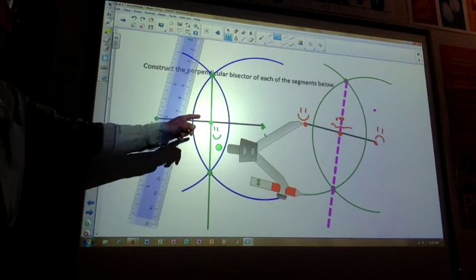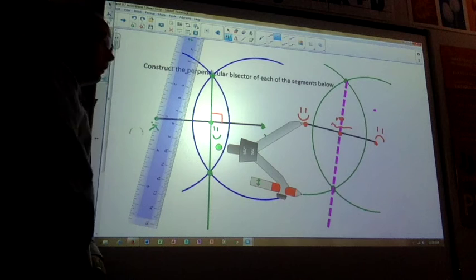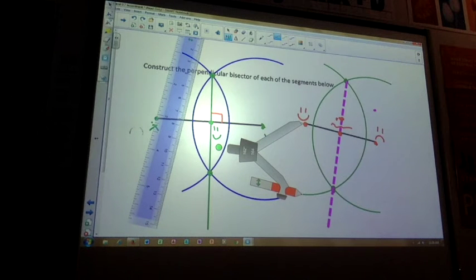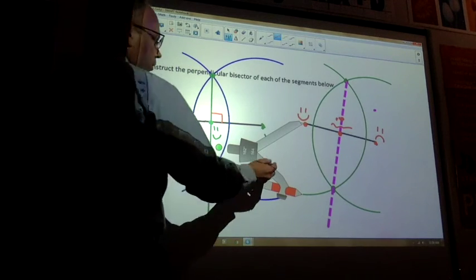I'm going to pick this angle right here. I know that's 90 degrees. Why? By definition, I've created a perpendicular bisector. If I cut that angle in half, I am going to create two 45-degree angles within that angle, because 45 plus 45 is 90. Everyone agree? Okay.